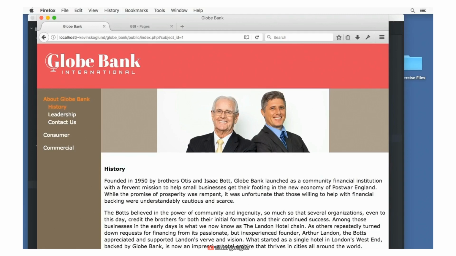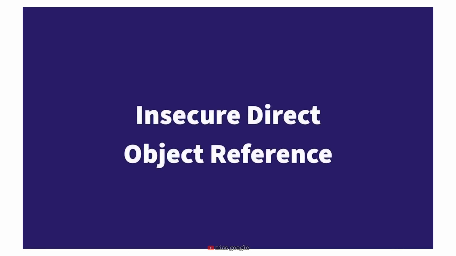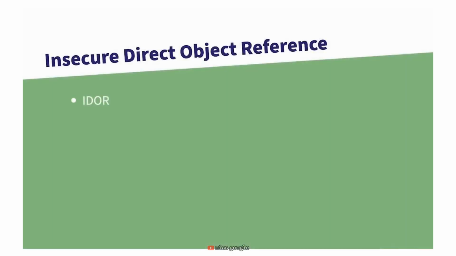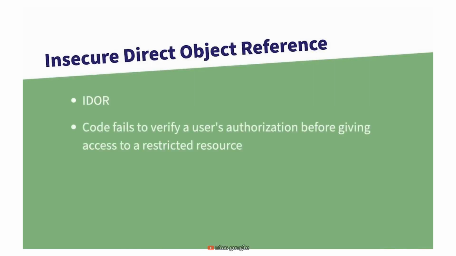Being able to pass in options to your functions is a really useful technique to have. Let's take a moment to talk about a security issue in our application's public context. It has a name, Insecure Direct Object Reference. It's also called IDOR for short. Insecure Direct Object Reference is when code fails to verify a user's authorization before giving access to a restricted resource. Put another way, there exists a direct reference to an object which is insecure. Basically, you're viewing something you should not be able to see.